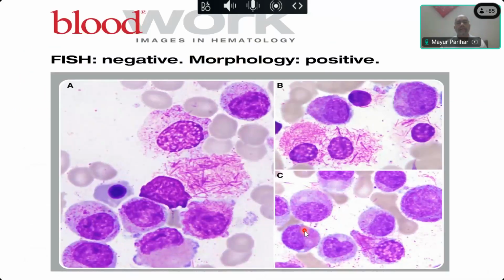Also, you must understand that you can have APML classic on morphology and flow, and you get FISH negative. What do you do then? You must understand that in some of the APMLs, even when they are not variants, you can get a PML-RARA by small insertions. So do trust your morphological and flow cytometric findings to call something as an APML, because you get what is called FISH negative morphological positive APML, and that happens when the PML-RARA fusion transcript is formed because of very small insertion rather than translocations, and that is why you miss them on FISH.